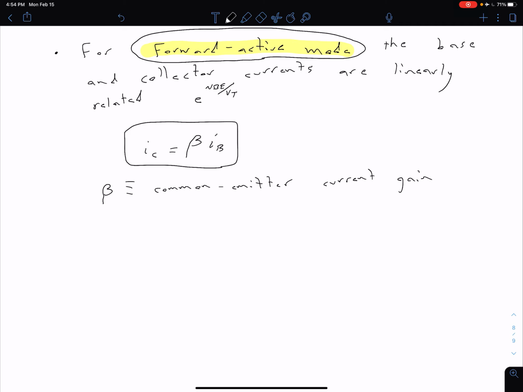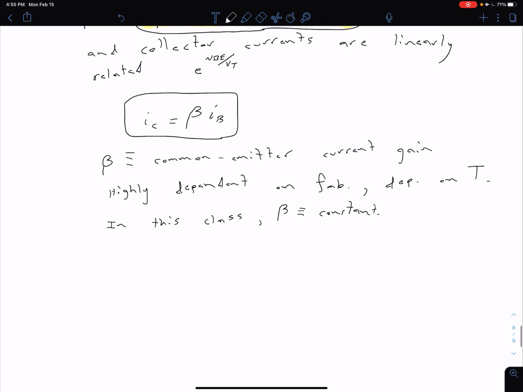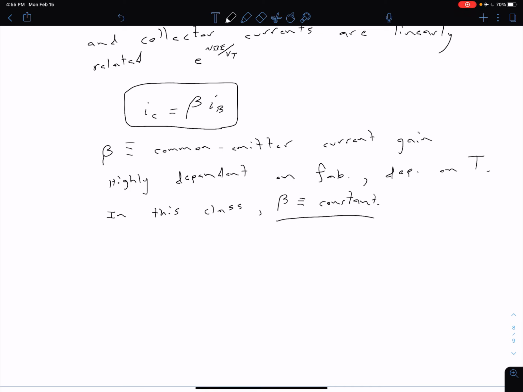And so a couple of things to keep in mind is that this beta is highly dependent on the fabrication. It's also dependent on temperature, but that gets a little more complicated when we get into that type of stuff. So in this class, we're just going to treat it as a constant. So beta for a given device is going to be constant. Of course that's a pretty big idealization, and we're going to come back to that in a different class and see how it changes as some of these parameters are changing, or how we need to accommodate for that change in our circuit design. But for now, we're saying that our beta is just going to be some constant value.